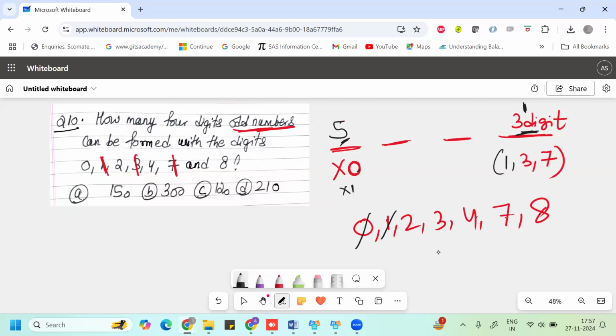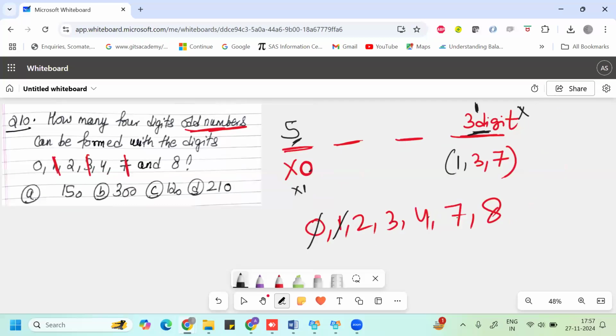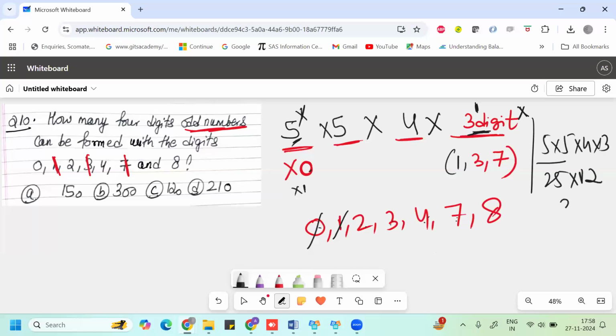Now so far I have used 2 digits, 1 here and the other digit here. Total how many digits are there? 1, 2, 3, 4, 5, 6, 7. Out of 7 I have used 2 digits, so any of the 5 digits can come here. Now how many digits have I used so far? 3 digits. Total 7 digits are there, so any of the 4 digits can be used here. So the answer is 5 into 5 into 4 into 3, which means 25 into 12. 25 into 12 is 300. Clear, everyone?